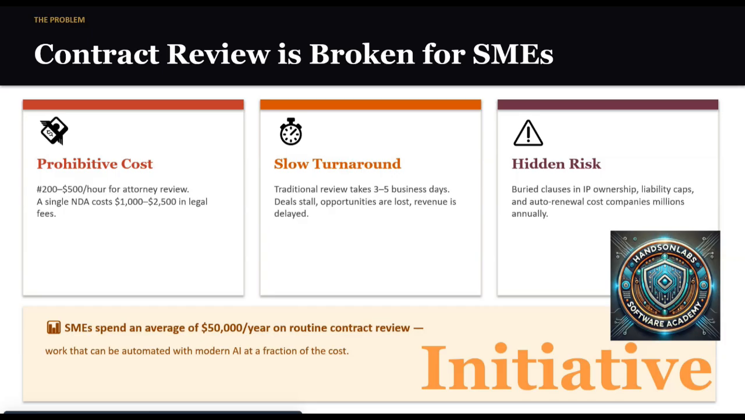Revenue is delayed. This also poses hidden risk, where buried clauses in IP ownership, liability caps, and auto renewal cost companies millions annually. Then you have SMEs, which spend an average of 50,000 USD per year on routine contract review. Work that can be automated with modern AI at a fraction of the cost.